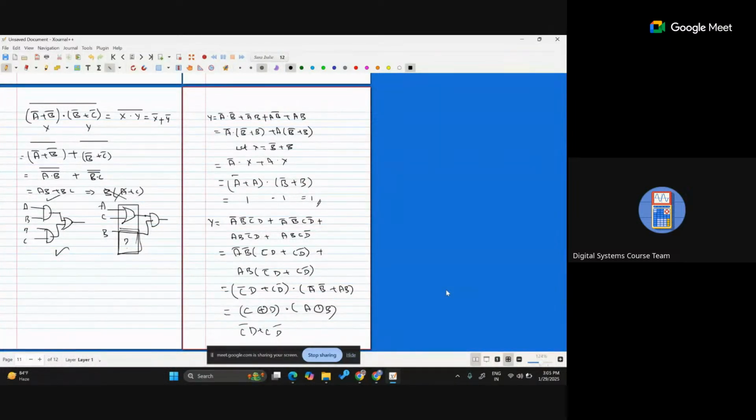Where is your question? Do you have any other question? Up to this stage you understood, right? Yes, I understand. If this is a problem, then you have to think from this stage. I just take this C bar D plus C D bar, here also C bar D plus C D bar. Now the two terms are the same term. I'm just taking it as a common term, like the distributive law. Yes, sir.